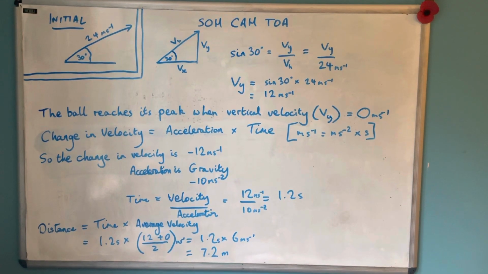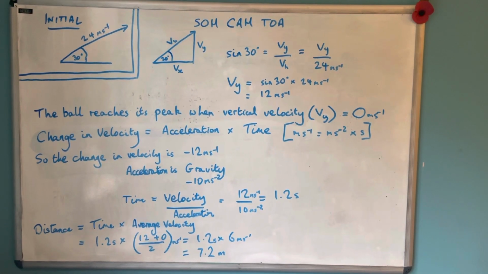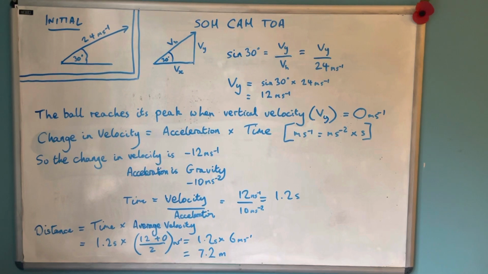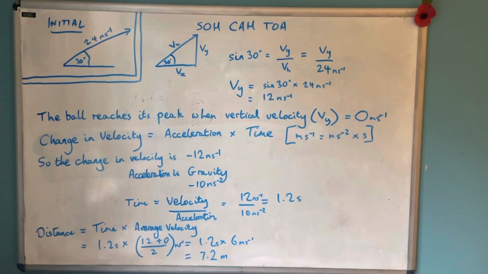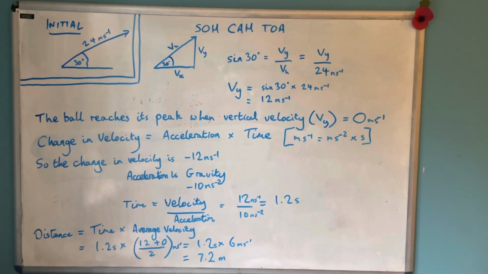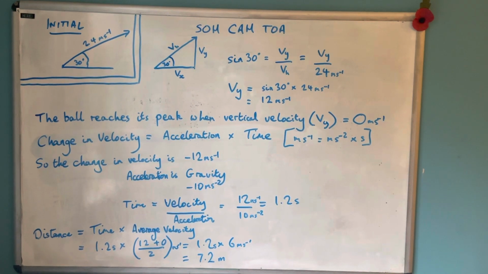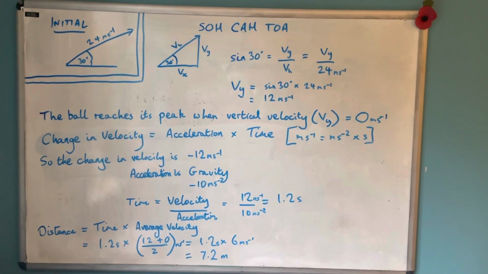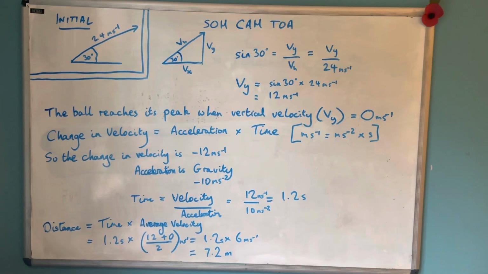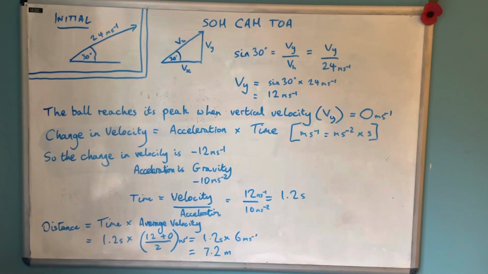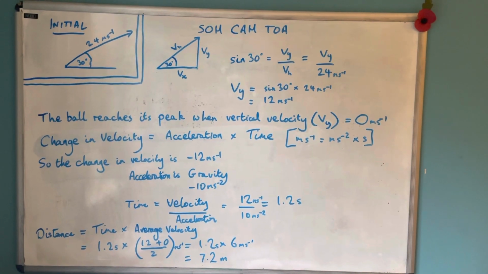And we know that the change in velocity is the acceleration times time. And if you look at that from a units point of view, change in velocity is meters per second, acceleration is meters per second squared, and time is seconds. So if you multiply those out, you get the right units. It's always worth checking the units because it sometimes helps if you don't quite understand things. So the change in velocity is 12 meters per second. That's going from an initial velocity of 12 to a velocity of 0.